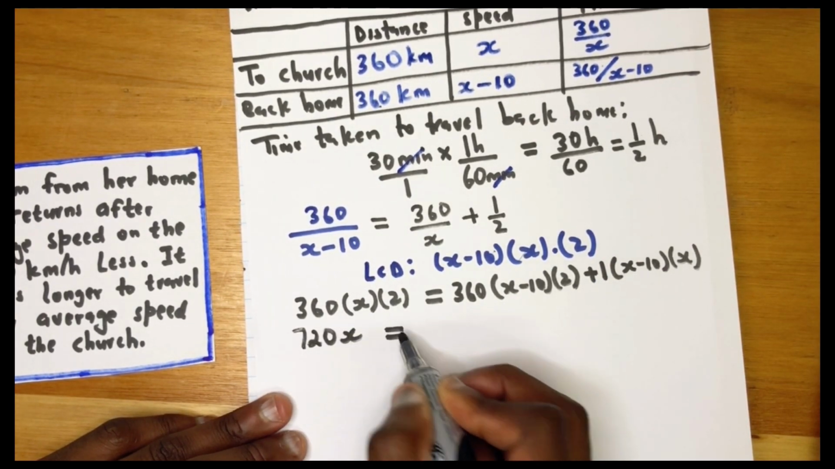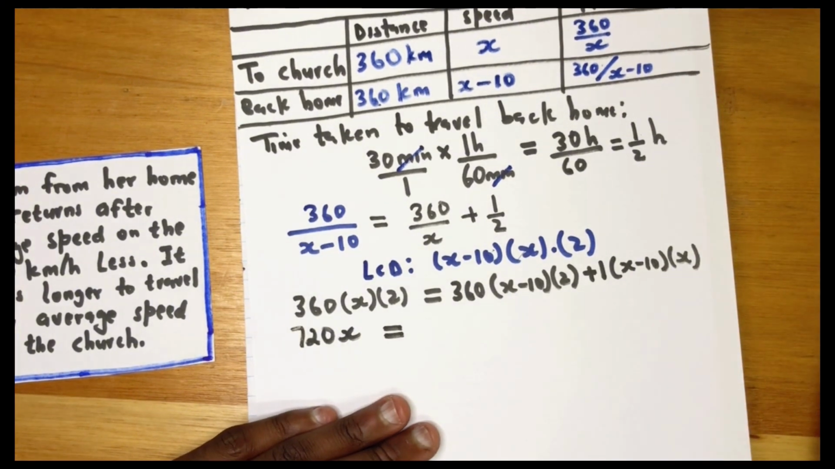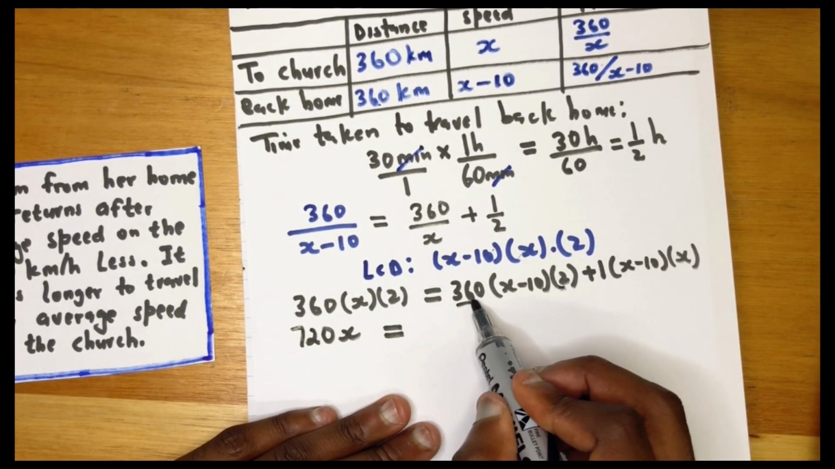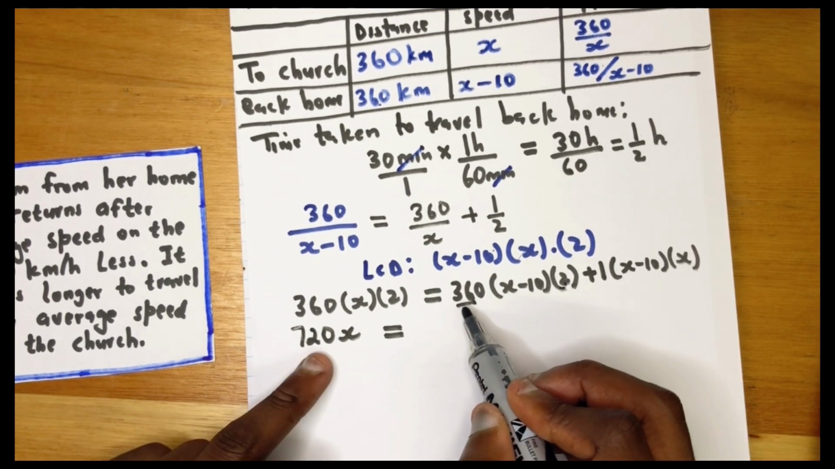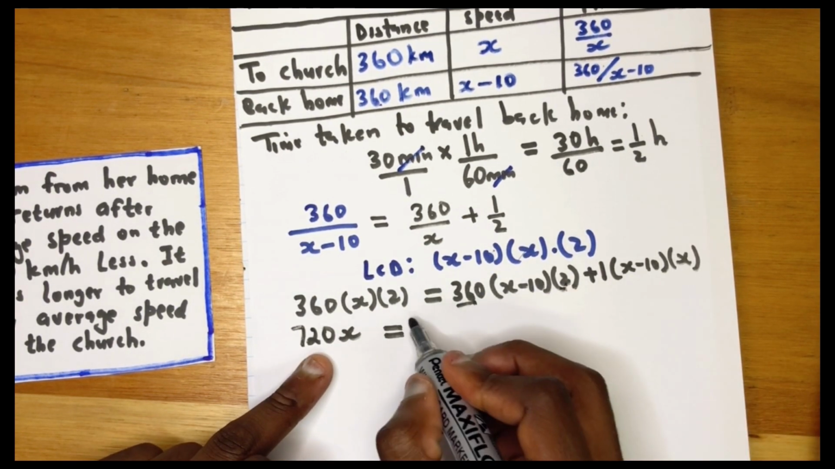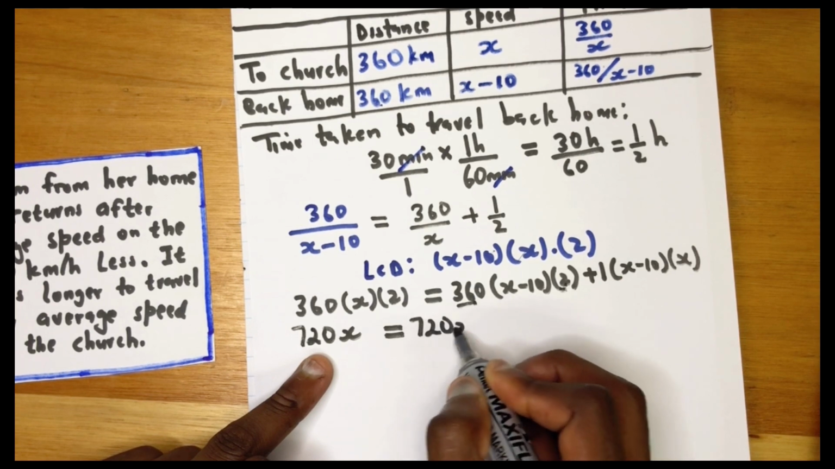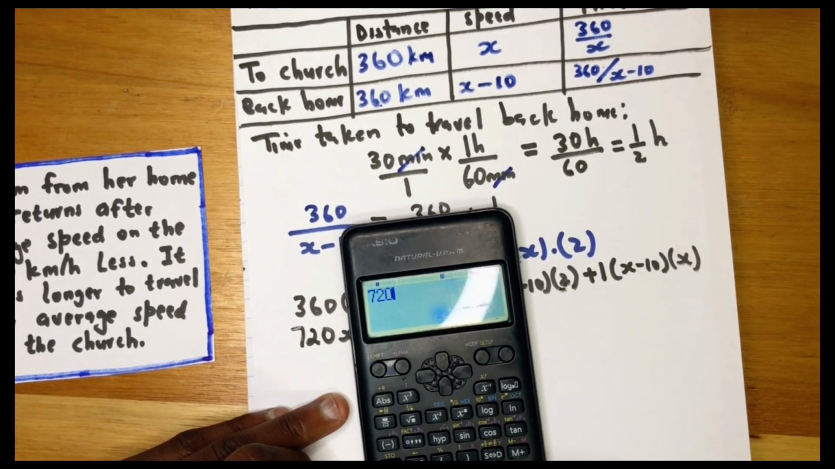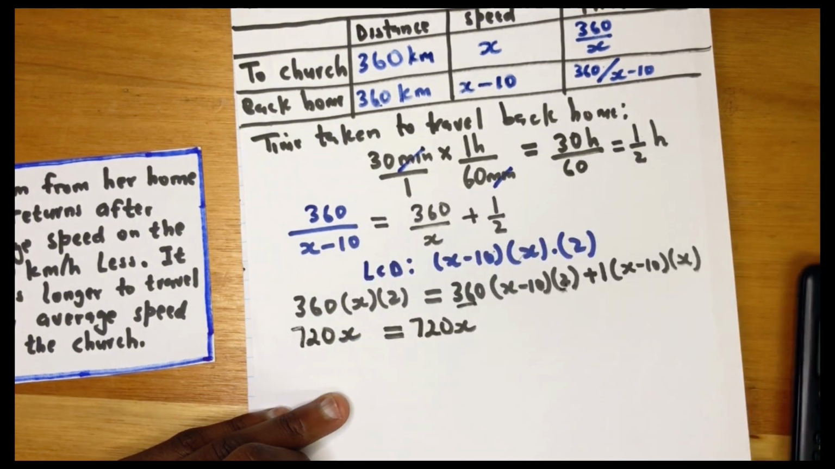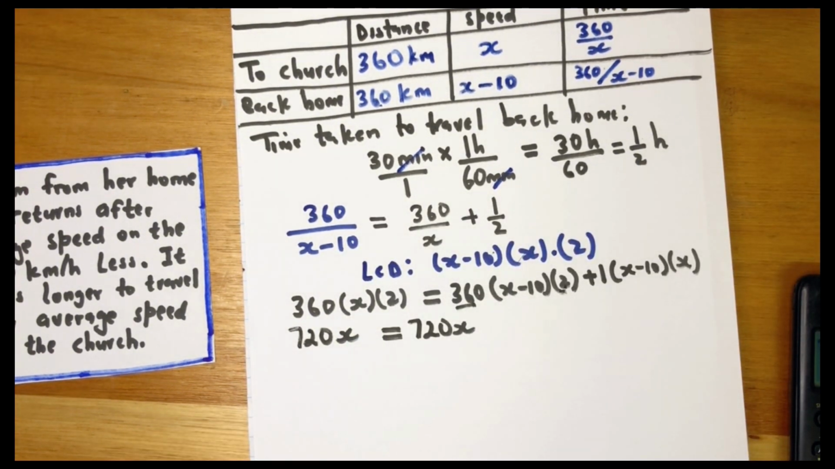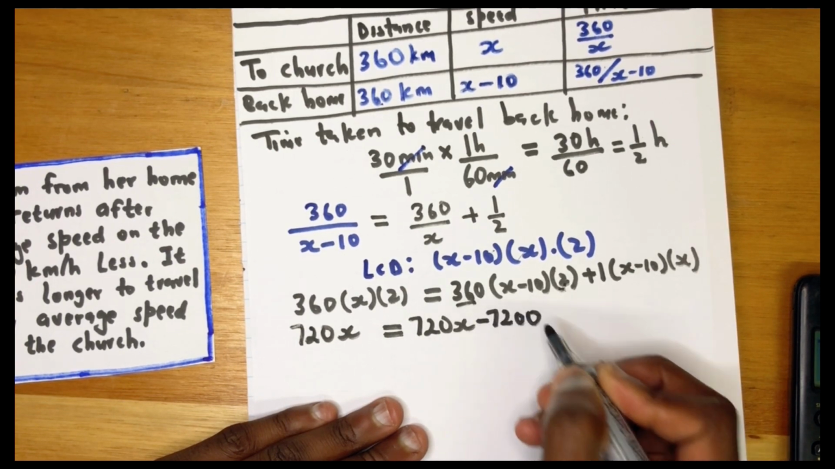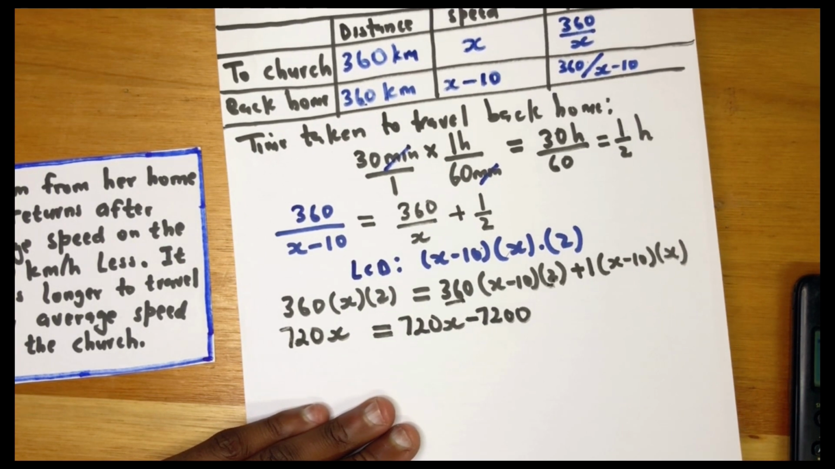720x equals to, then remember we have 2 times 360 here. I'm going to multiply the constant first. 2 times 360 we get 720. Then 720 times x we get 720x again. Then 720 times 10, it's going to be a big number, 7,200. So we're going to have minus 7,200. Right, then we're done with this one.